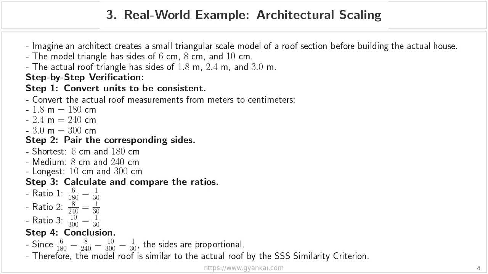Finally, in step 4, we reach our conclusion. Since 6/180 equals 8/240, which equals 10/300, all of which equal 1/30, we can see that the sides are perfectly proportional. Therefore, we can formally state that the model roof is similar to the actual roof by the SSS Similarity Criterion. This confirms the architect's scale model is an accurate representation of the final structure.